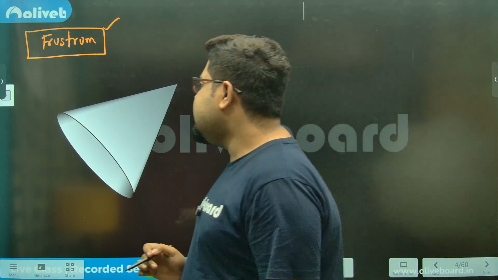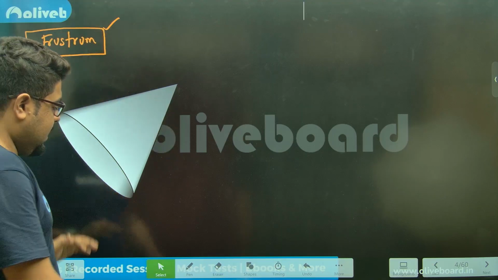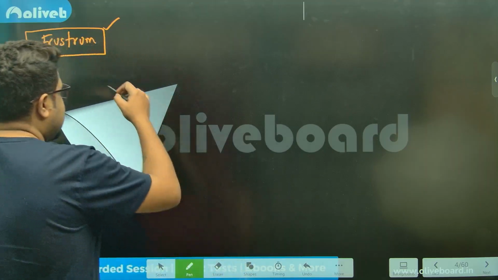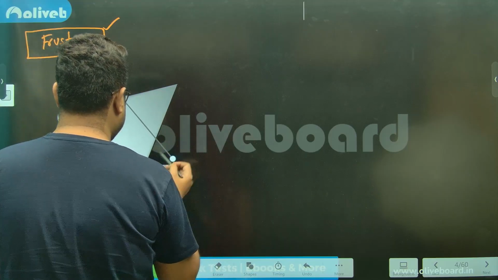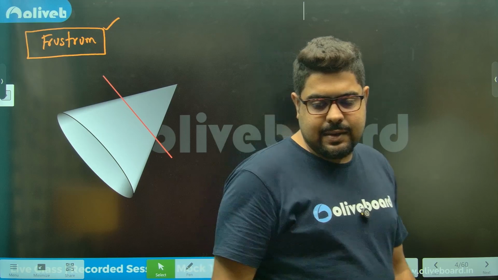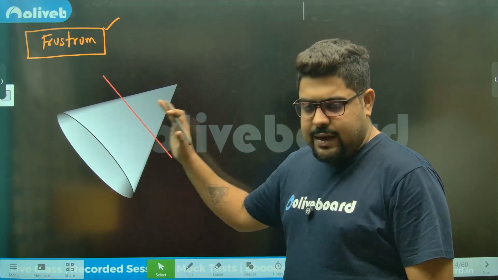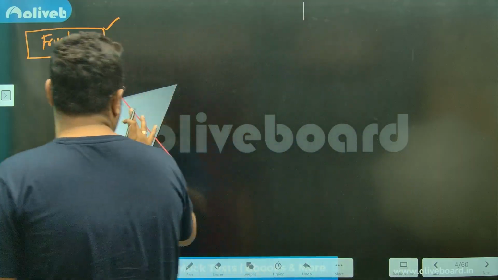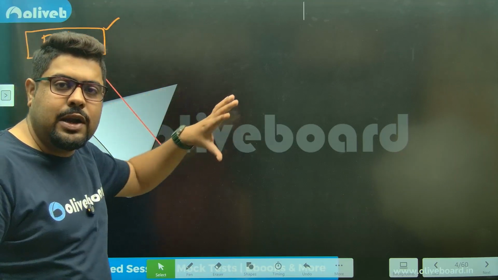Now please understand, if I cut the cone with a line parallel to its axis, something like this, whatever I get, the bottom part, is called a frustum. The top part will be a smaller cone, and the bottom part is called a frustum.